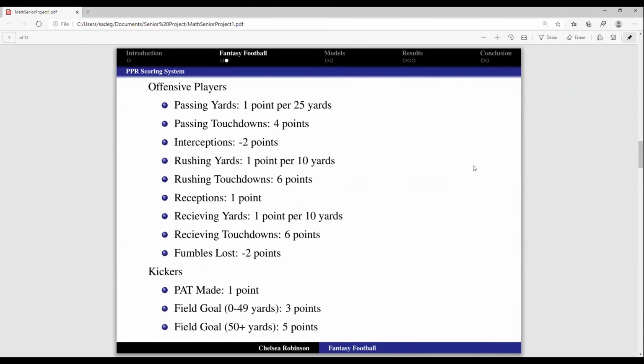So this is the PPR scoring system. It is points per reception. I use this one because it's basically the same thing as a standard scoring system, but it adds an extra point for each reception a player gets. So you can earn extra points using this scoring system compared to a standard scoring system.